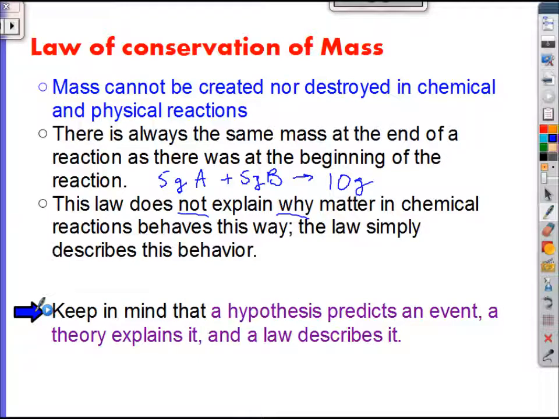So, one way to keep track of things, or try to keep them straight in your mind: a hypothesis will predict an event. I think that the mass will stay the same, as a hypothesis. A theory explains it. Why does it stay the same? And the law describes it.